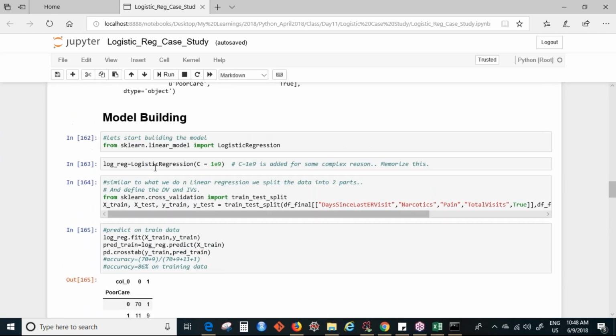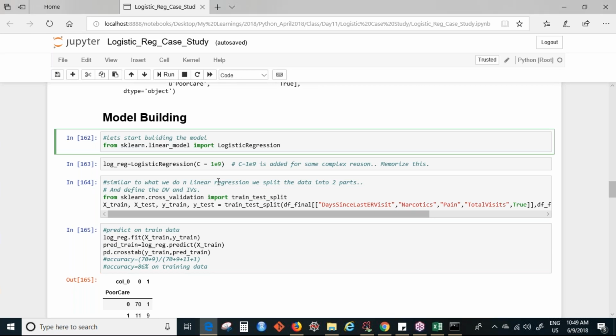So guys, it is very similar to the linear regression model. Remember, in linear regression, we imported linear regression from sklearn.linear_model. In this case, we will import logistic regression. As simple as that. So we will import logistic regression this time, and then the same process.